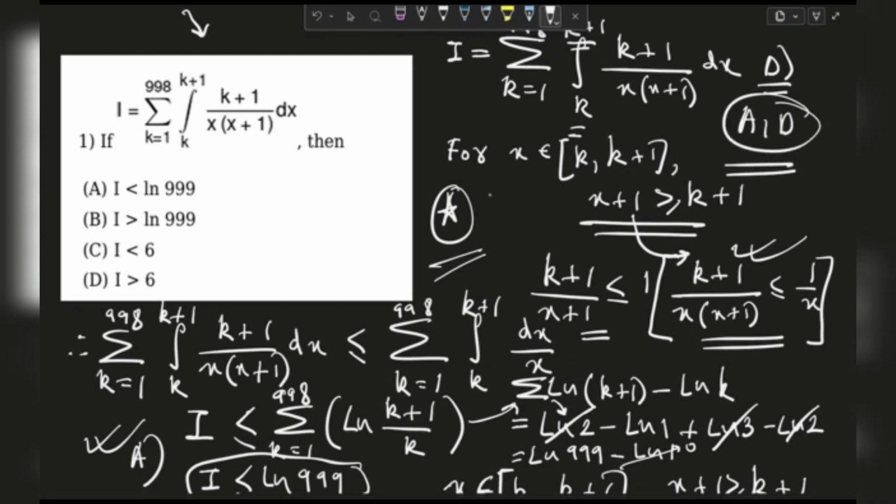This was a good question on inequalities, pretty good question. I like this. So now I will proceed to the next question.